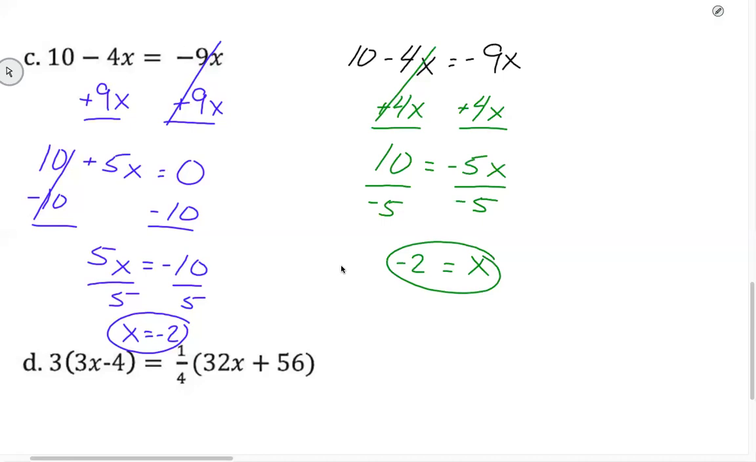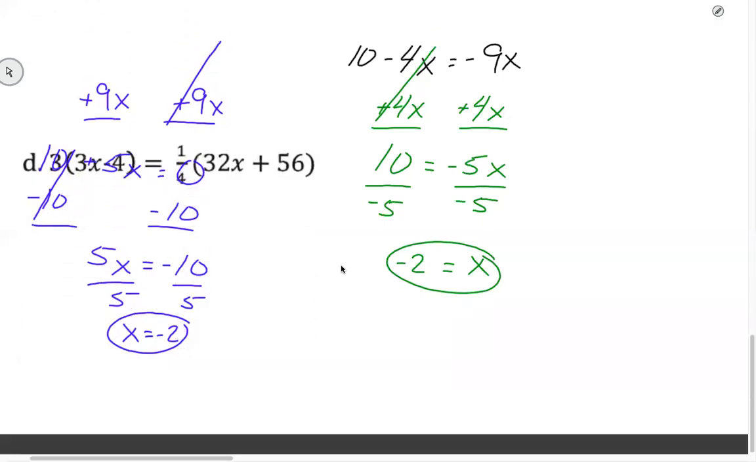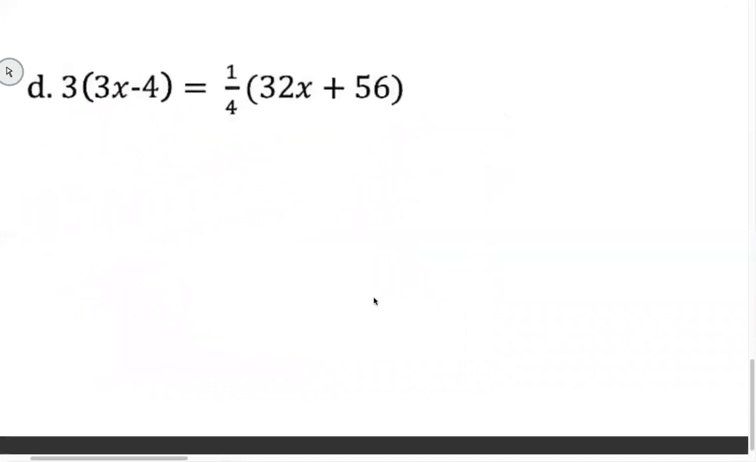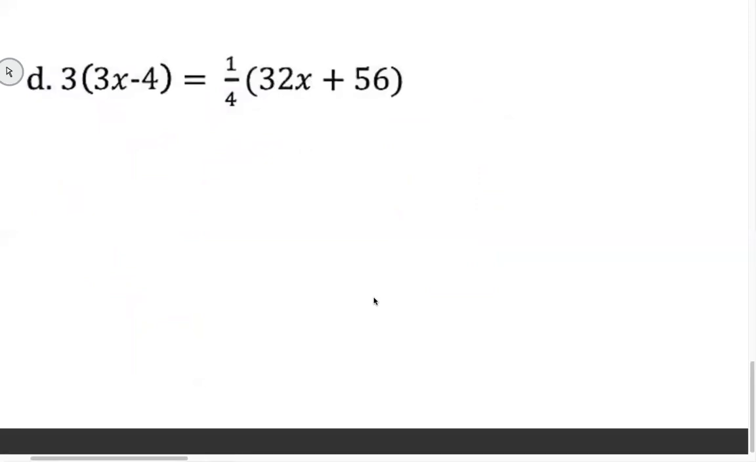All right, now let's look at D. D is a little bit more difficult. And there isn't a smaller x. There isn't a larger x. There's only, in the words of Ivan Drago, pain and misery.